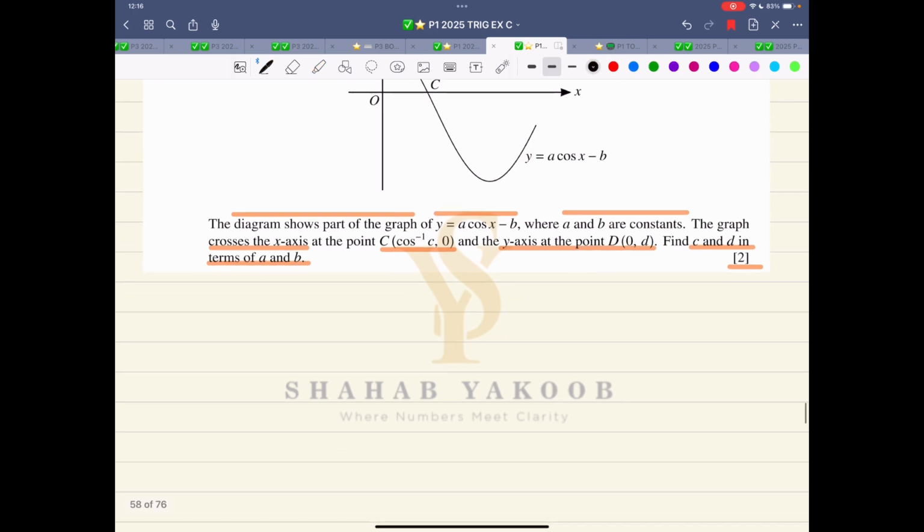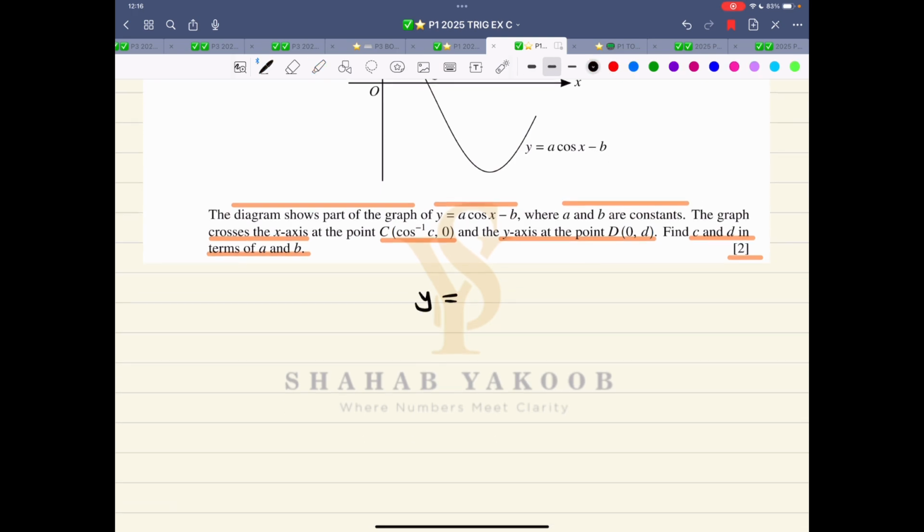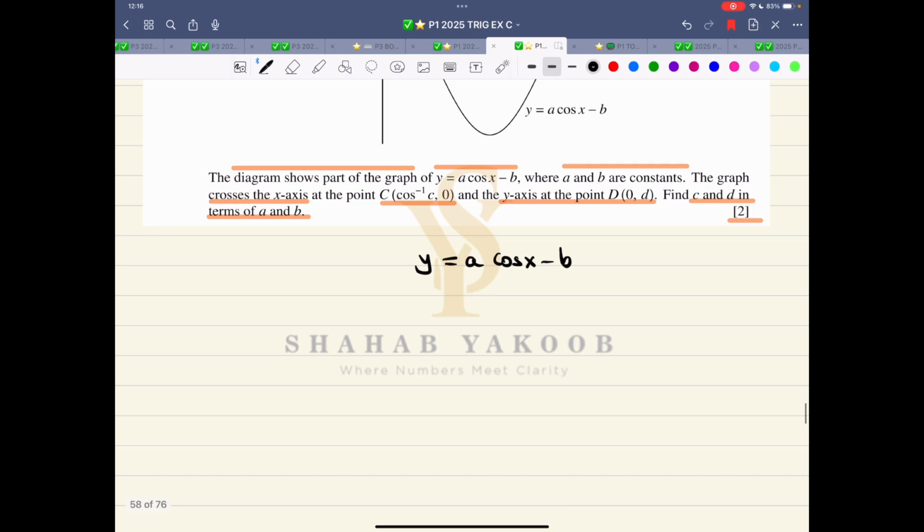So now first of all, let me write it out. y equals a cos x minus b. When it crosses the x-axis, that means the y coordinate is 0. So y is 0, therefore x is cos inverse of c. When it crosses the y-axis, the x coordinate is 0 and y comes out to be d.